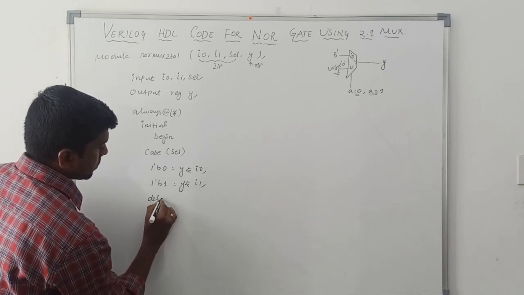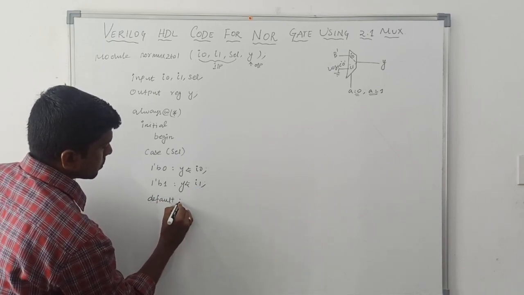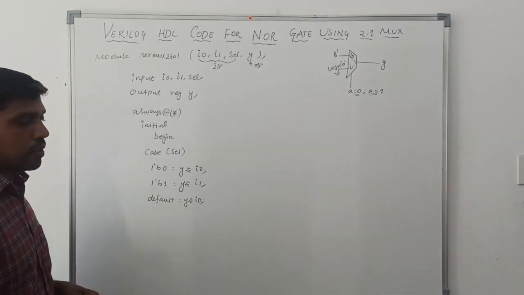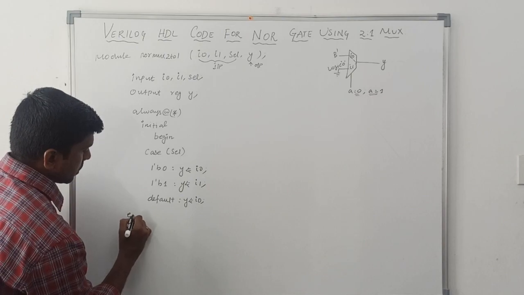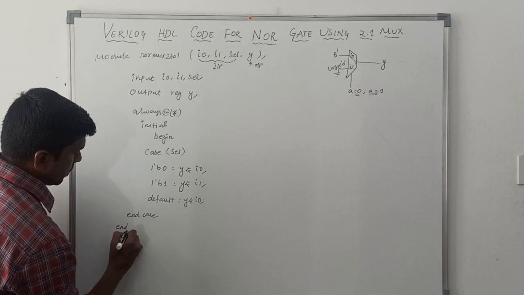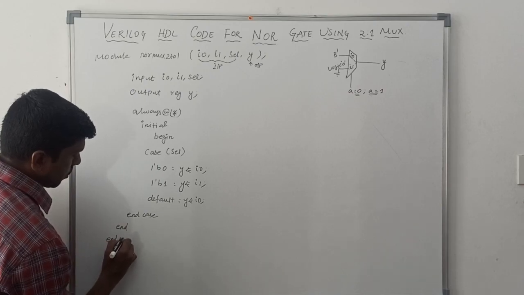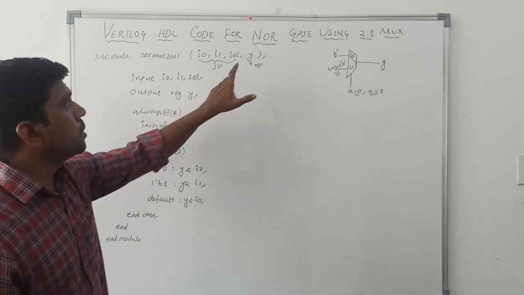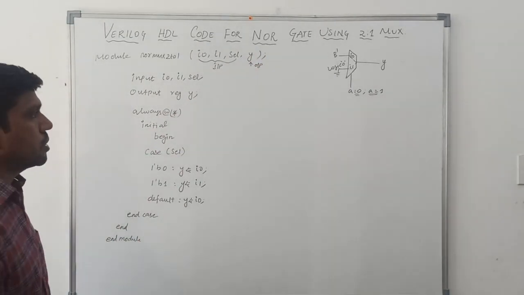Then default: Y equals I0, so I0 is the default value. Then endcase, end, endmodule. So this is the Verilog HDL code for the NOR gate using a 2:1 mux.